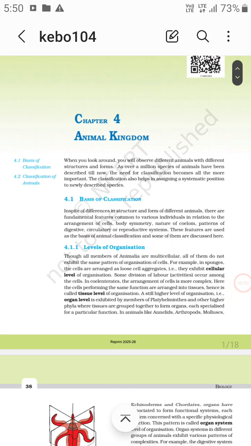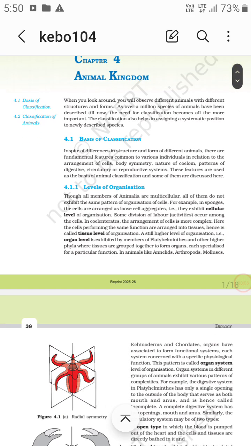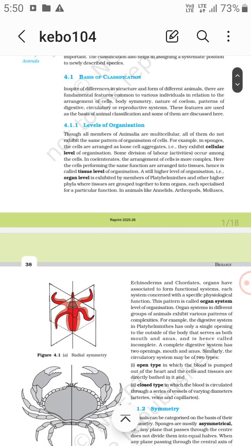Chapter 4, Animal Kingdom. Now, cellular level is seen in sponges, tissue level in cnidarians and ctenophores, and organ level in platyhelminthes.